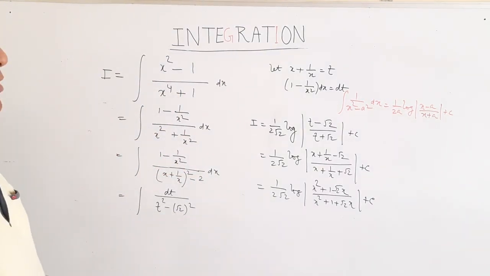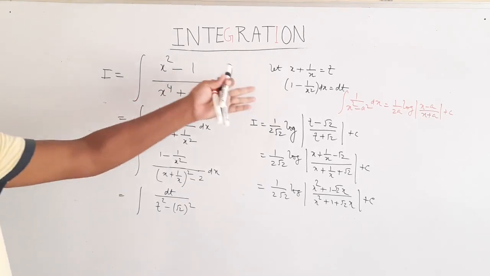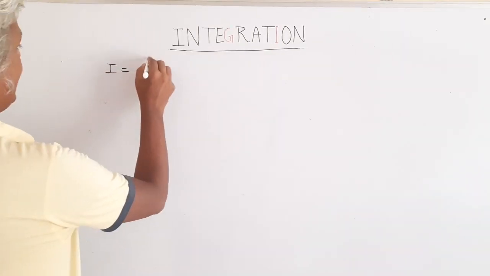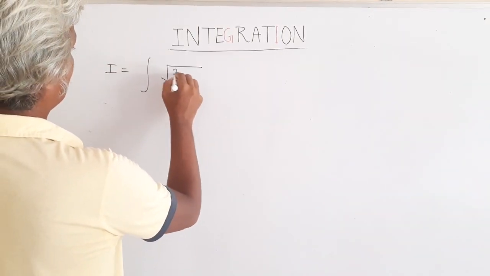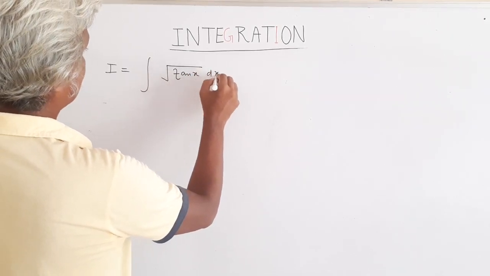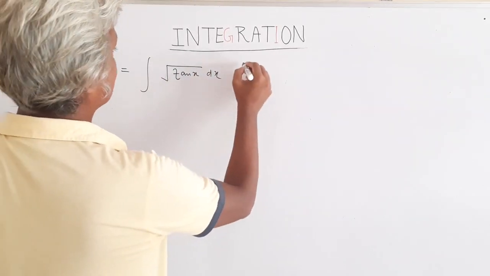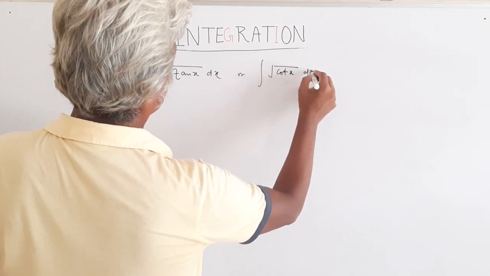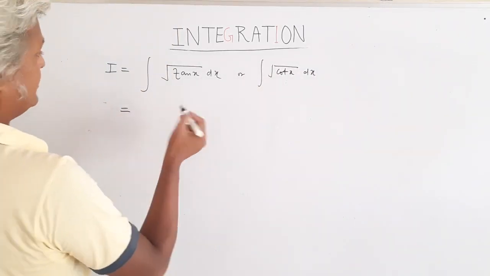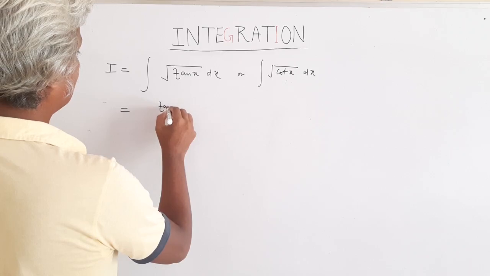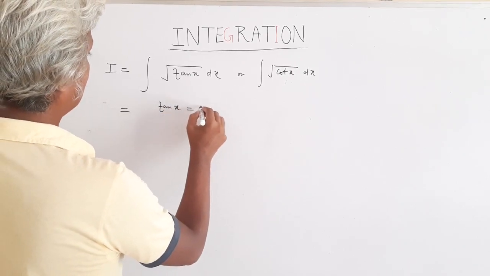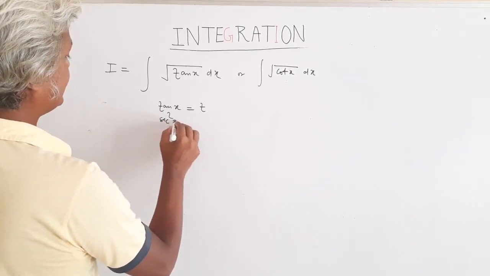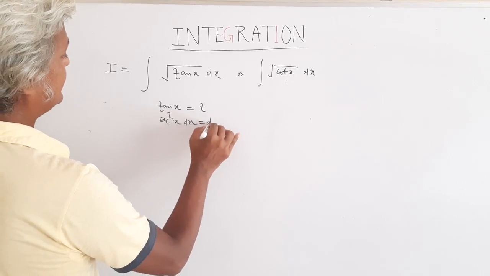Now I take one more popular standard form, and it comes into the category of this, that is the integral of under root tan x. Now let's see how. So we write I equal to integration of square root of tan x dx. You can also take under root cot x, it is the same thing. I'll solve only one. So what we do in this case, we say let tan x be t. Then differentiating both sides, you get sec square x dx is dt.